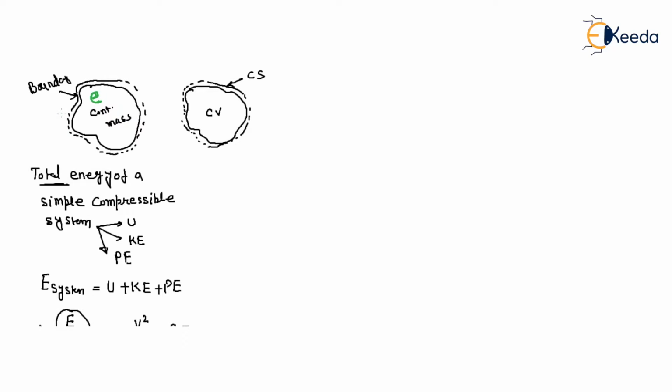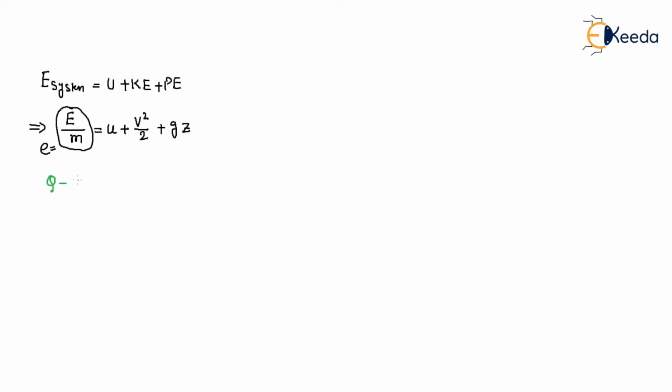But if heat is going in and work is going out, what is the equation of that? Q minus W is equal to delta E, right? This is for a closed system, with heat and work transfer only, and this is for a simple compressible system.